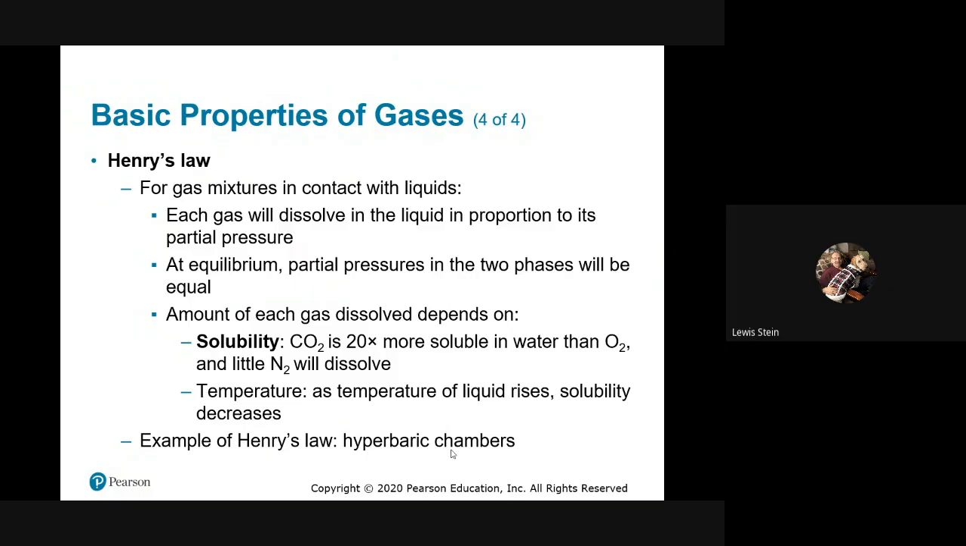The nitrogen is already there, and you don't want it to create huge bubbles. When you go too fast, the pressure drops and the bubbles form. Could it rupture blood vessels? Conceivably. Does that ever happen? I don't know.